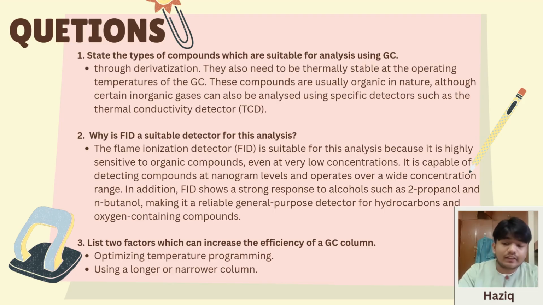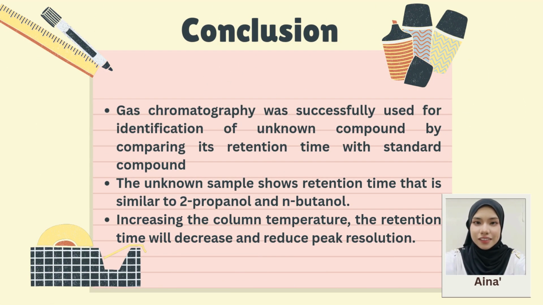The third question is to list two factors which can increase the efficiency of a GC column. The first factor is optimizing the temperature programming, and the second factor is using a longer or narrower column.